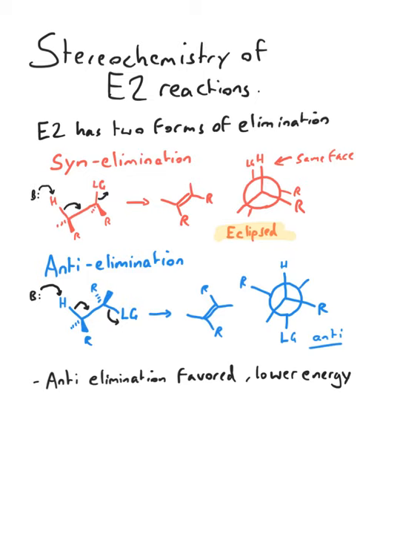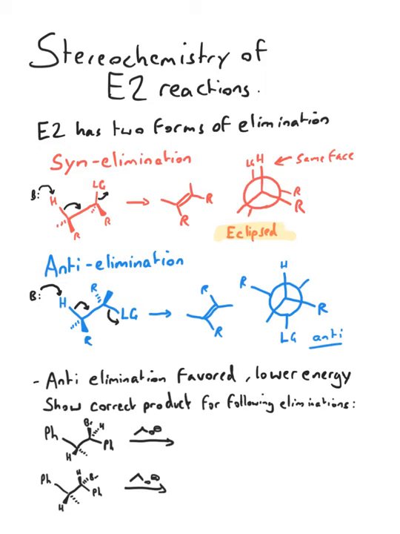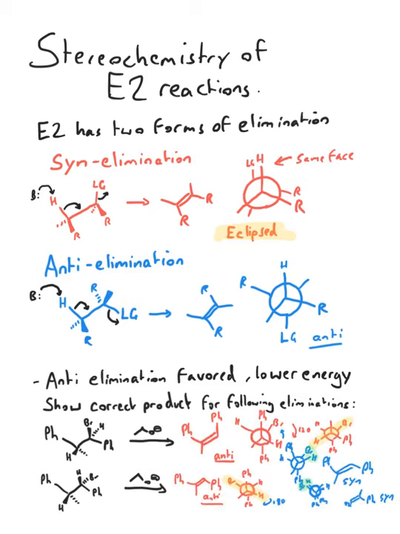Now you practice. Show the Syn and anti-elimination products of these following reactions and state which one would be the major product. You may pause now. And here are the answers.